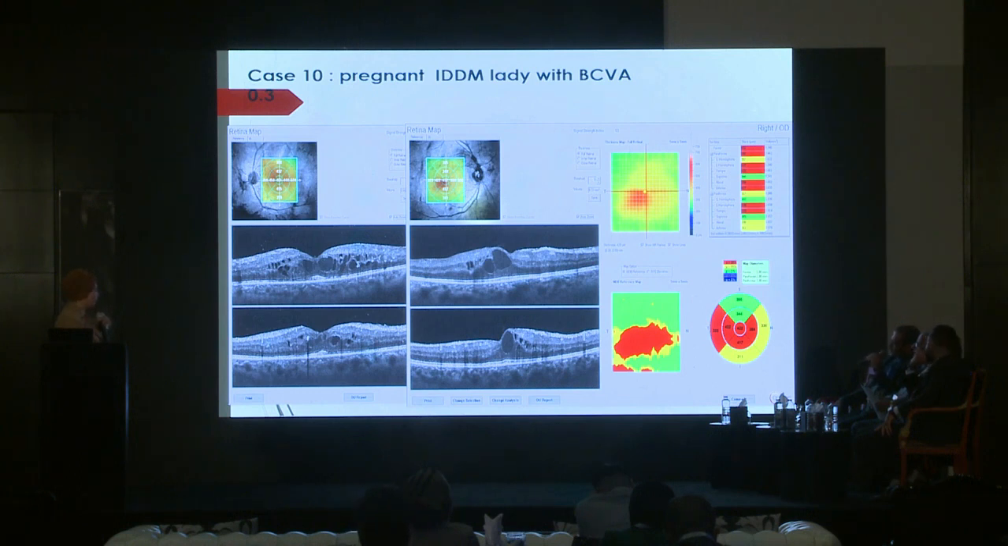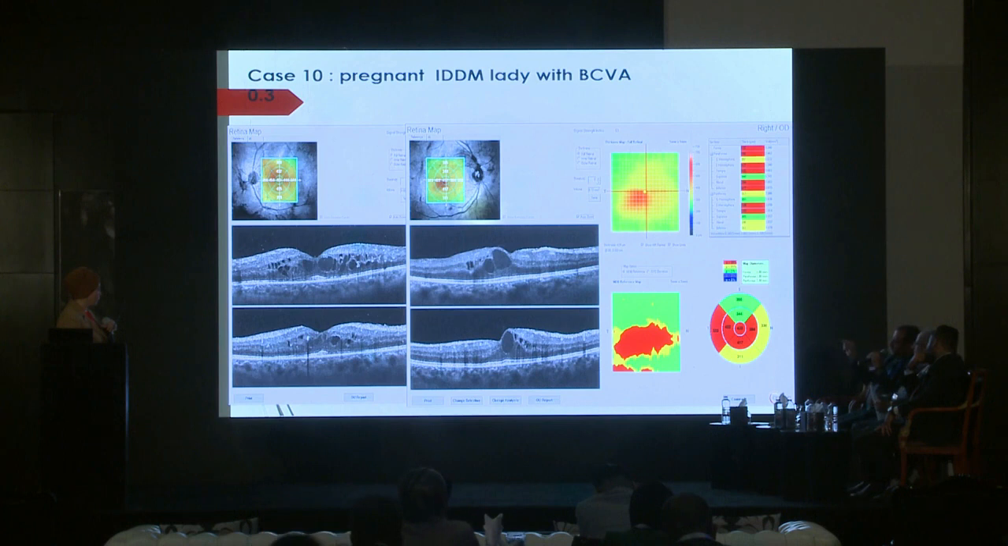Yes. So, of course, we need to know in which trimester this pregnant lady is. She is a diabetic patient with significant center-involving macular edema. For example, if she presents in the 3rd trimester, at the end of her pregnancy, sometimes we can wait until she delivers, and then we will proceed with the anti-VEGF treatment, which is contraindicated in pregnancy.